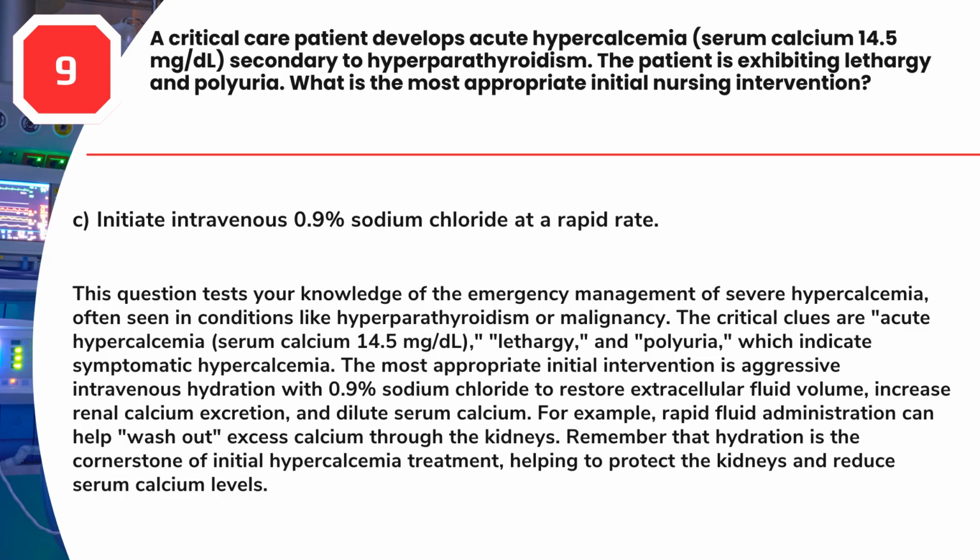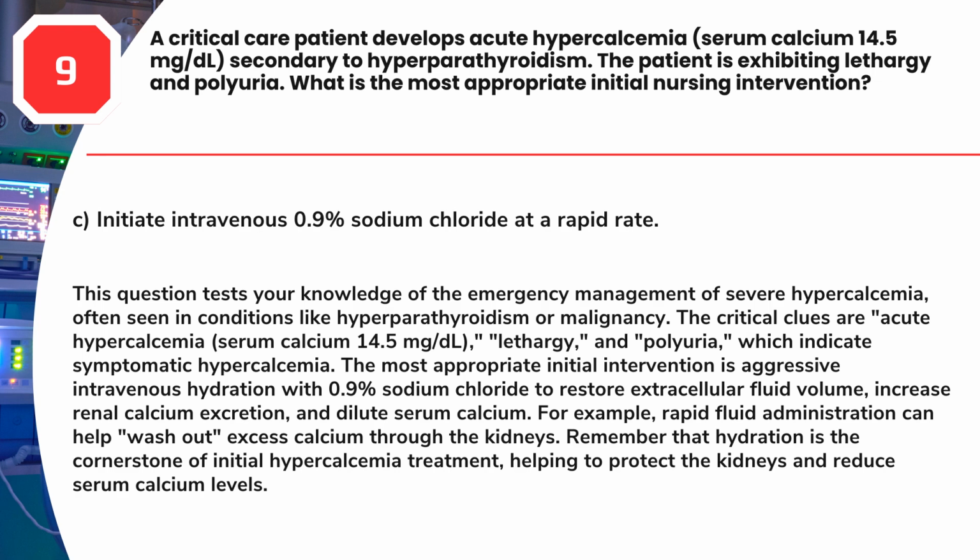Answer: C. Initiate intravenous 0.9% sodium chloride at a rapid rate. This question tests your knowledge of the emergency management of severe hypercalcemia, often seen in conditions like hyperparathyroidism or malignancy. The critical clues are acute hypercalcemia, serum calcium 14.5 mg/dL, lethargy, and polyuria, which indicate symptomatic hypercalcemia.